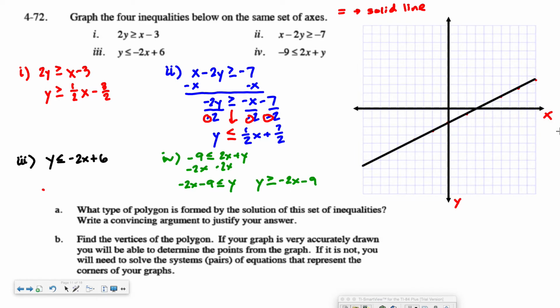Number 2, we've got y is less than or equal to 1/2 x plus 7/2. So let's put our y-intercept on there. That's like saying 3.5. So 1, 2, 3.5. And our slope is the same as what we have on this one. So we're going to go up 1 over 2. Up 1 over 2. Up 1 over 2.